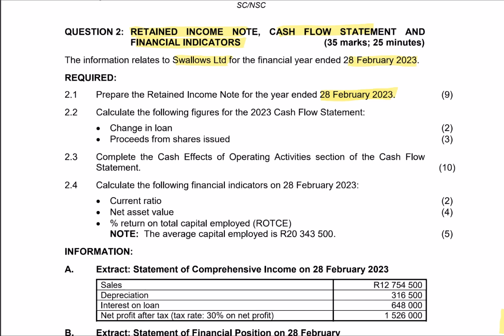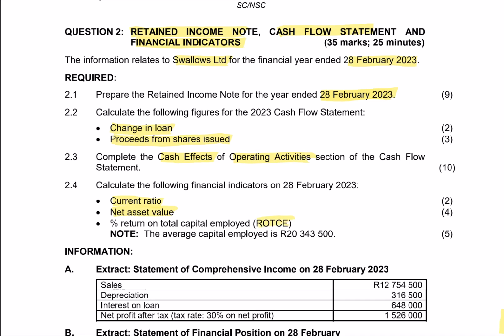Calculate the following figures for the 2023 cash flows: change in the loan, proceeds from shares issued. Because of the marks that you're being allocated, it shows us pretty easy things to do. Complete the cash effects of operating activities section of the cash flow statement. Calculate the following financial indicators: current ratio, the net asset value, then percentage return on capital employed.